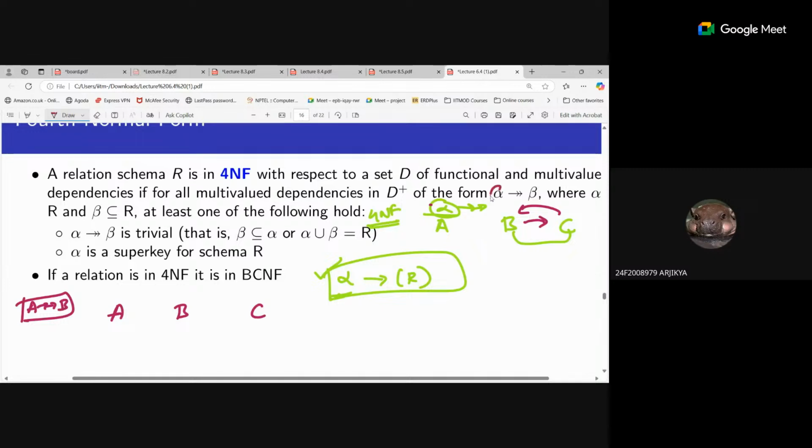Here, alpha multi-determines beta, and alpha should be a key here, right? If alpha multi-determines beta is trivial, then you can say your relation is in 4NF. If at all there is alpha multi-determines beta, an MVD is there on the relation. So this check says that if alpha multi-determines beta and it is trivial, you can categorize the relation as 4NF. If not, either one has to be true. So alpha is a super key for schema R.